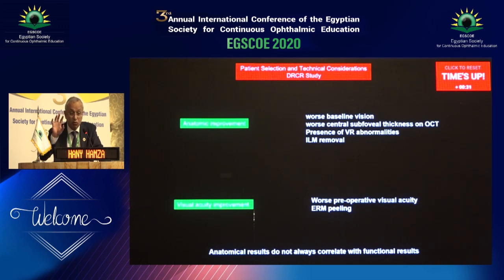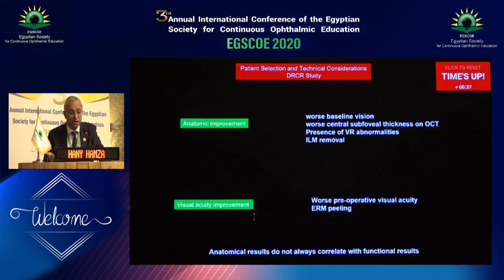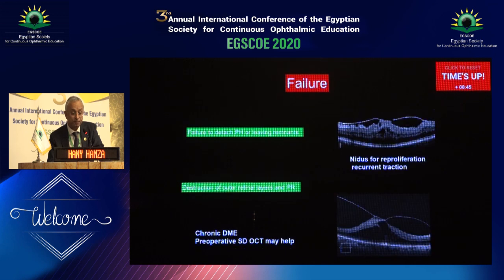But this is only for anatomic improvement, while visual acuity improvement was correlated only with worse preoperative visual acuity and epiretinal membrane peeling and not ILM peeling. Again, I remind you, anatomical results do not always correlate with functional results.